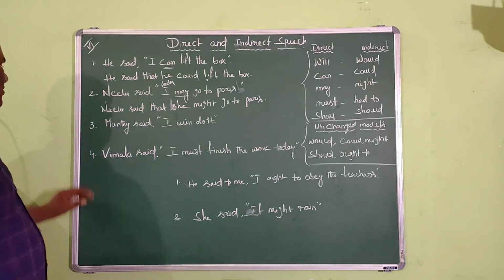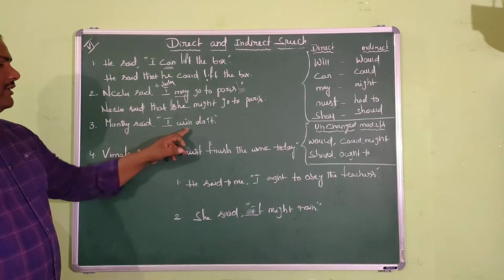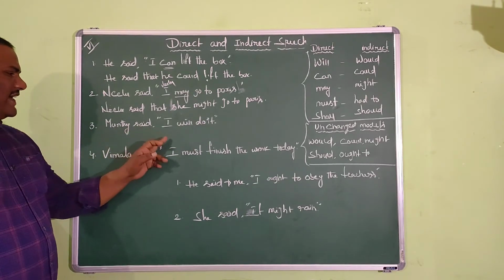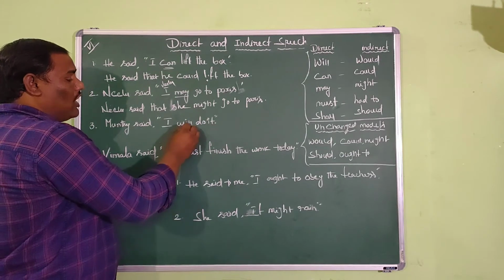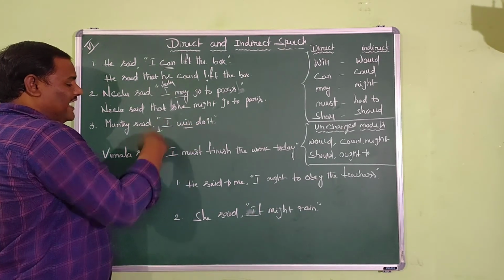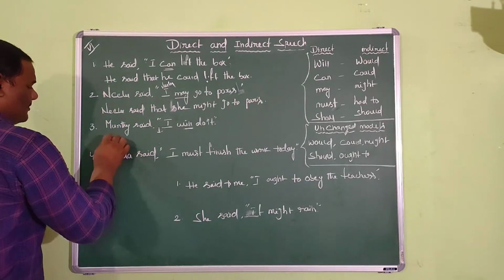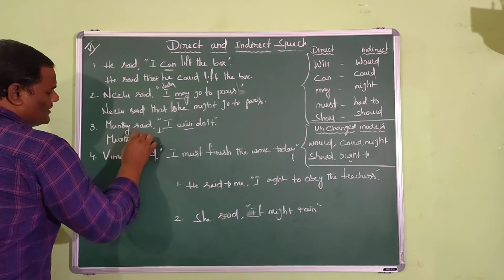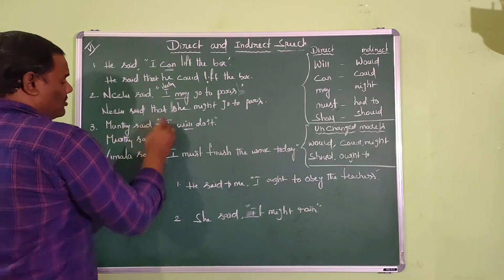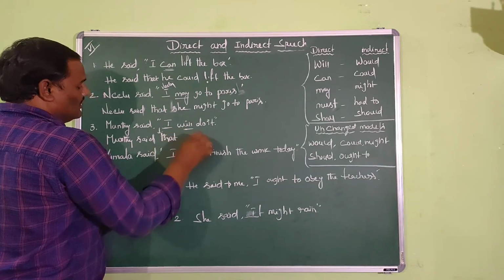Okay, dear friends, we shall try to take up the third sentence. Murthy said, I will do it. Here, the reported speech contains the modal auxiliary will, and in the indirect speech, will is changed into would. Then the answer will be: Murthy said. So instead of quotations and comma, we can go for writing the conjunction that.